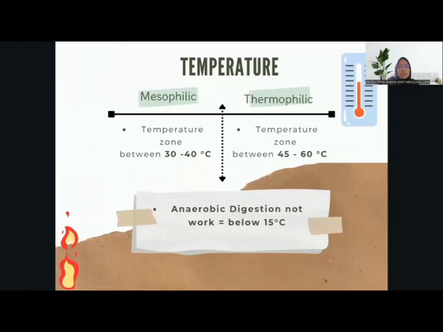Another factor influencing the AD process is temperature. Temperatures below 15 degrees Celsius are not ideal and anaerobic digestion does not work well. As a result, the organism activity significantly slows down. The anaerobic process is most comfortable in two temperature zones, which are the mesophilic temperature zone between 30 and 40 degrees and the thermophilic temperature zone between 45 and 60 degrees.